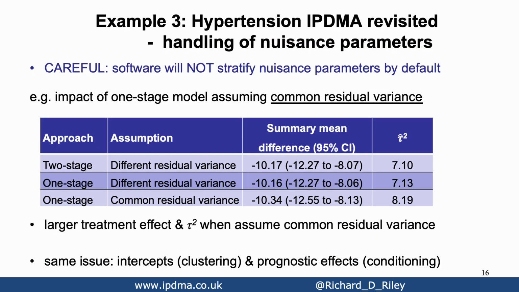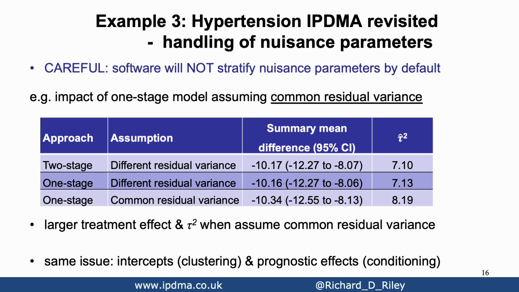First of all, what tends to happen is that people forget about the nuisance parameters. Remember I said to you at the start, in situations with big data, you should be expecting 1-stage and 2-stage to be similar, and often you don't see that. It's because somebody's doing something wrong. What tends to happen is that the 1-stage models are being fit wrongly. So, for example, if you were to use a 1-stage model, then the software will not automatically stratify nuisance parameters by study. For example, they would assume a common residual variance, so each study has the same residual variance. Or they wouldn't even account for clustering properly.